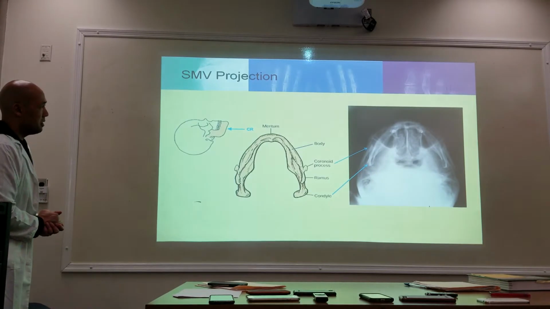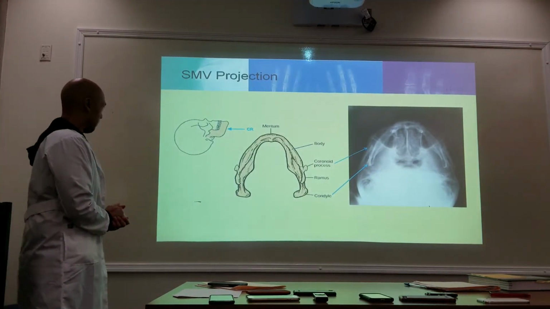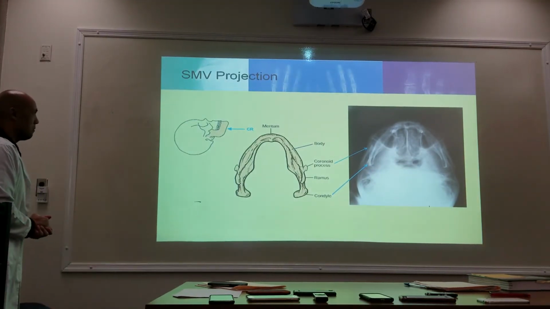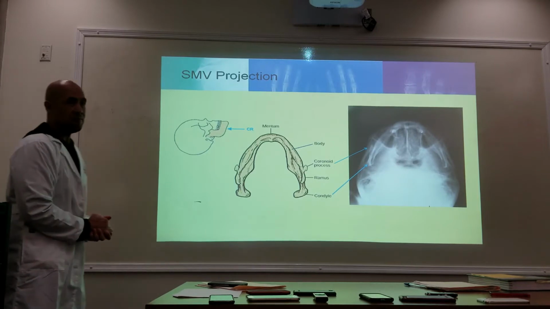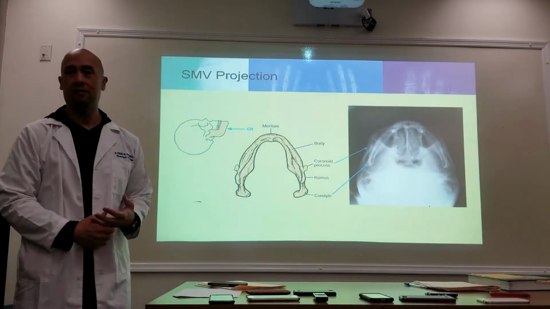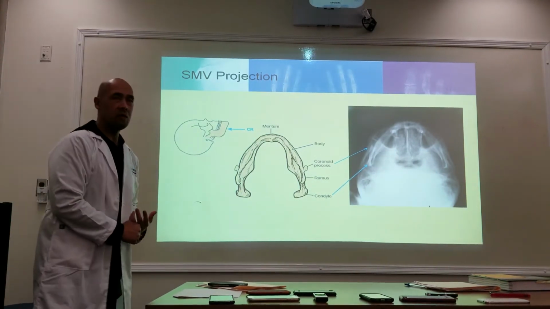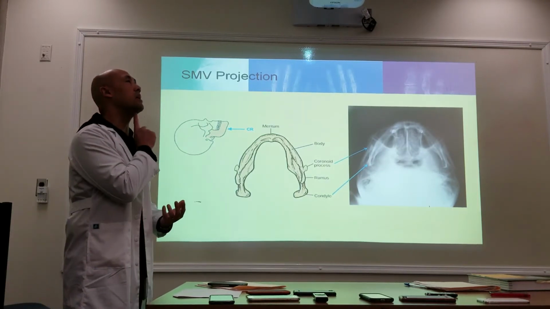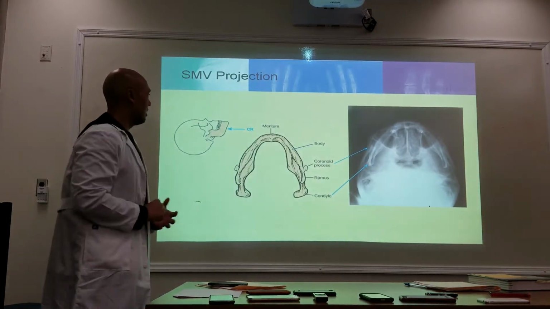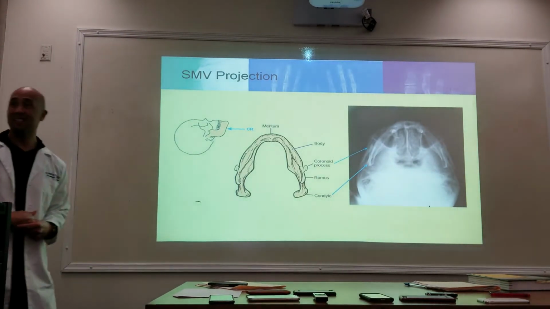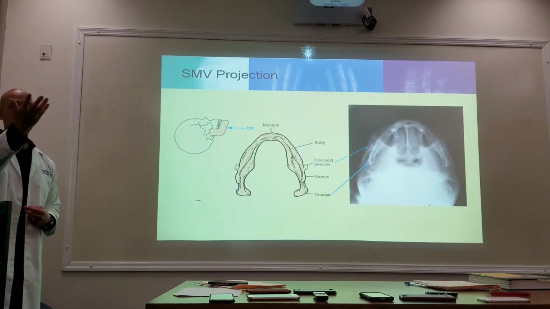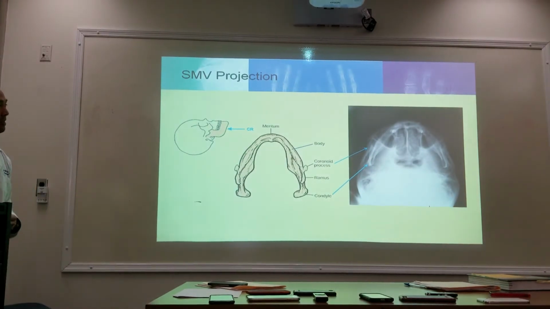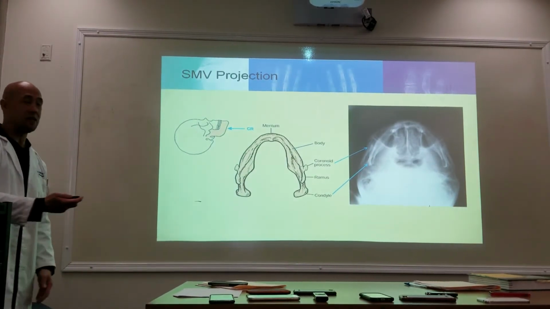All right, so this is one of the projections that we do for the mandible. It's called an SMV, standing for, what does it stand for? Submental vertex projection, okay? So it's entering submentally and exiting at the vertex.